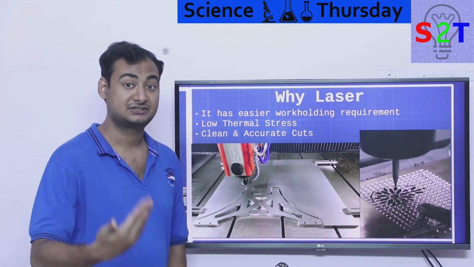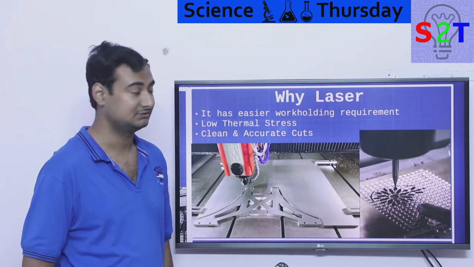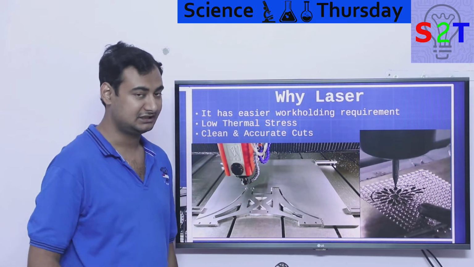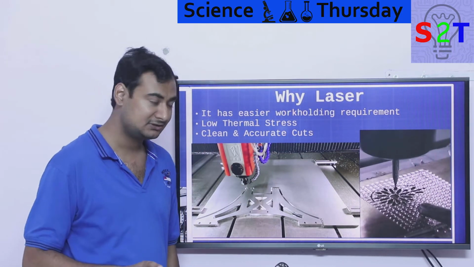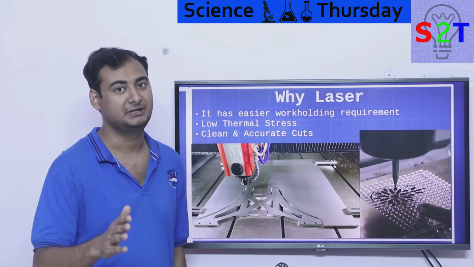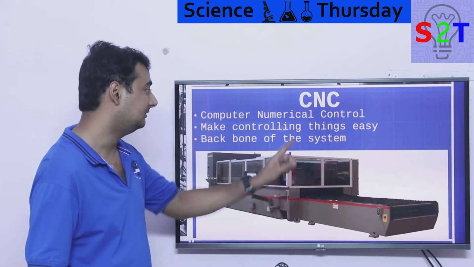So that also adds an extra step for your process. So that is why we want to use laser. We don't want to clamp down the material very hard. That makes it very difficult. We want to reduce the thermal loading, and we also want a clean and accurate cut. We reduce other steps of breaking, chamfering the edges and all that. So all this is possible because of CNC.